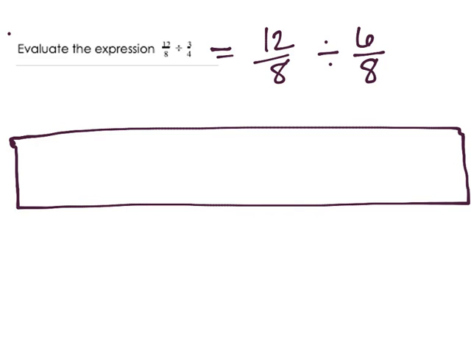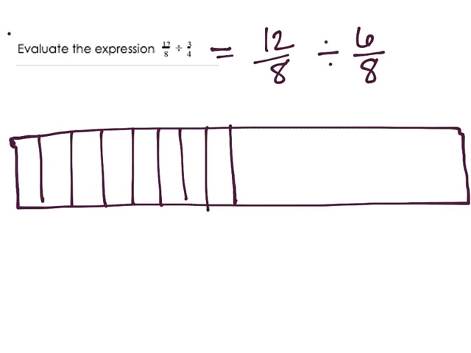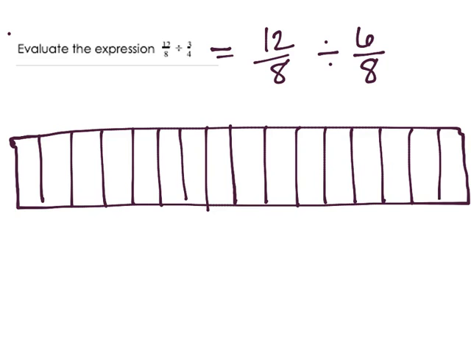Since I want to make sure that I have more than enough boxes to represent 12/8, I'm going to make sure that I have 2 wholes made up of 8s. So I'm going to cut this in half, and I'm going to draw 7 lines. And the same on the second half. Okay, so now I have 16 boxes.